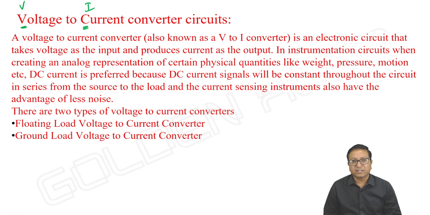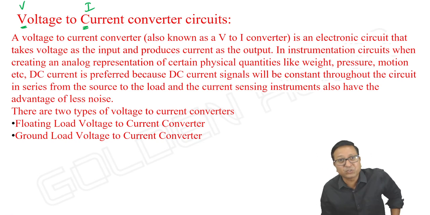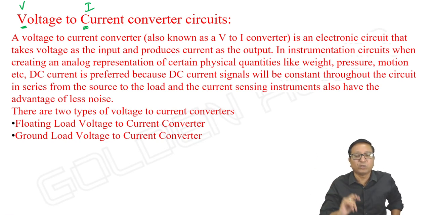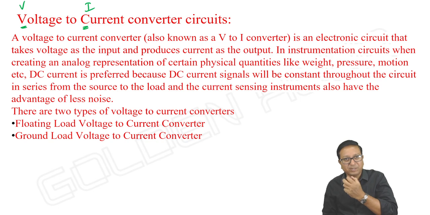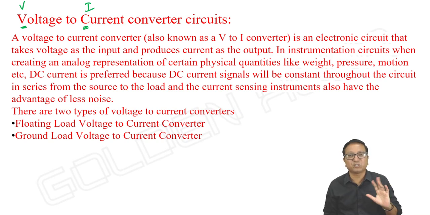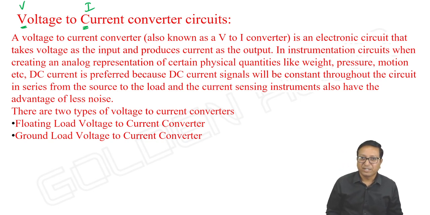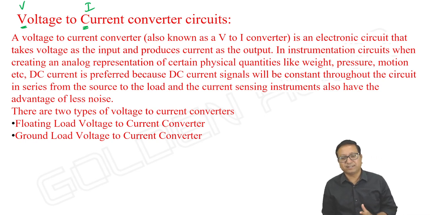Why are we converting voltage to current? The concern is that the produced current will be independent of the load you are connecting. You are collecting the current across some load, and that does not depend upon the load impedance. That is the speciality here. Also, in some situations current producing devices are less noisy compared to voltage producing devices.